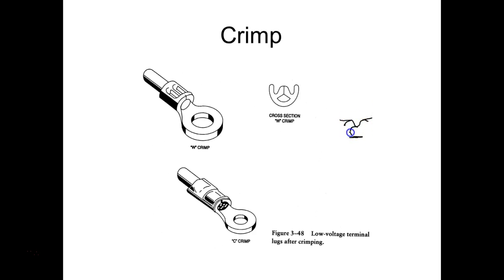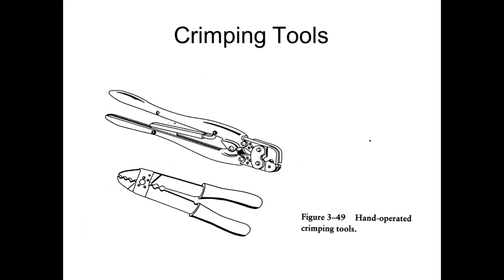But what you want to do is when you splice this thing, you want to put that notch in the ring on the flat side. If you put it on this side right here, when you crimp it down, it's going to cause it to split apart. And we'll show you all that.